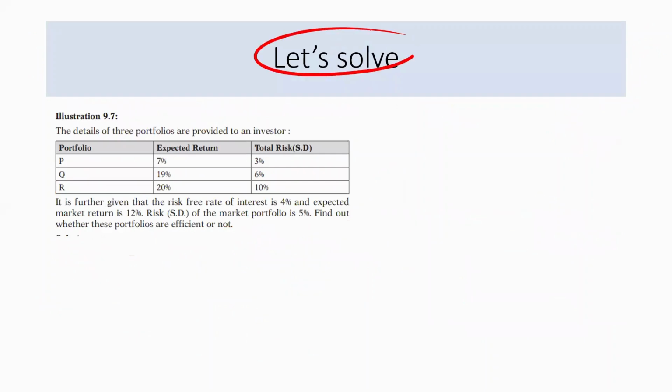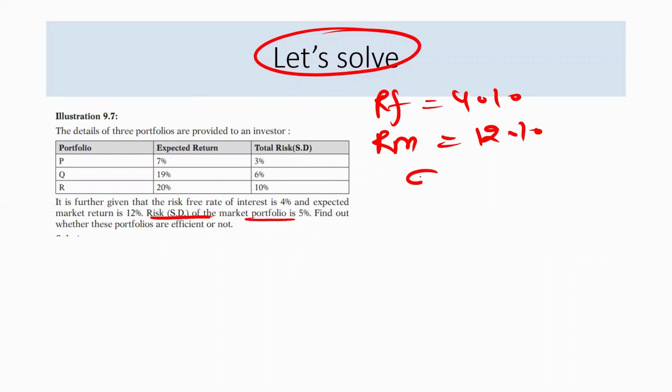Let's solve this question. This is a very easy kind of question. Okay. What is the risk free rate? 4%. How much is the market return given? 12%. What is the standard deviation of the market portfolio? 5%. Find out whether these portfolios are efficient or not. We'll do just one.